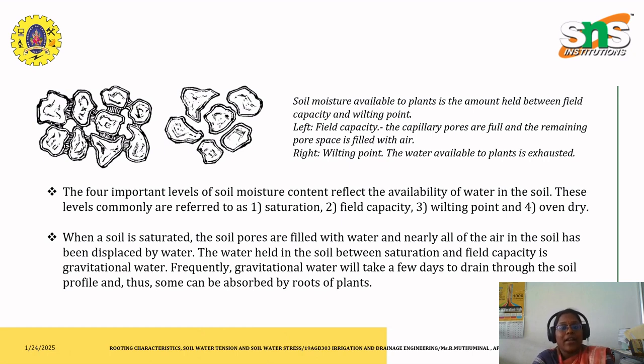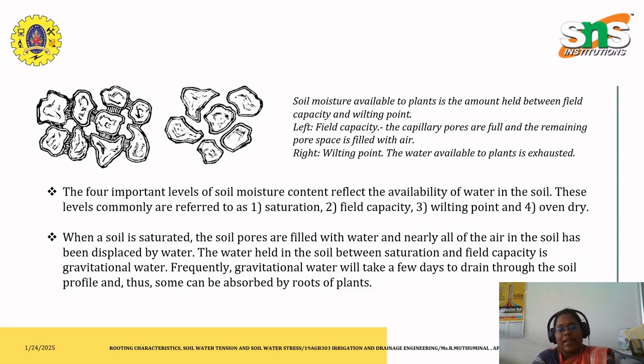The soil moisture available to the plants is the amount held between field capacity and the wilting point. At the left, as I have shown here, the field capacity is shown. The capillary pores are full and the remaining pore space is filled with air. At the right, as you can see, there are no water molecules in between the pore spaces. That means it is under the wilting condition, and the water available to the plant is exhausted.